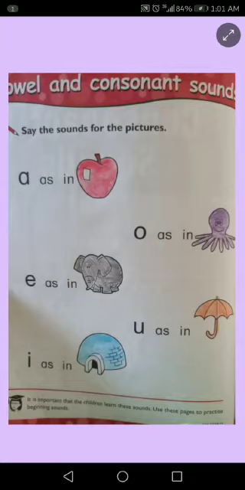Say it again. A as in apple. A, A, apple. E as in elephant. E, E, elephant. I as in igloo. I, I, igloo. O as in octopus. O, O, octopus. U as in umbrella. U, U, umbrella.